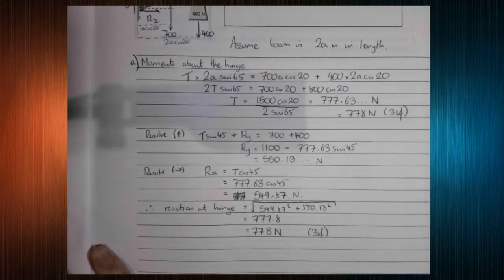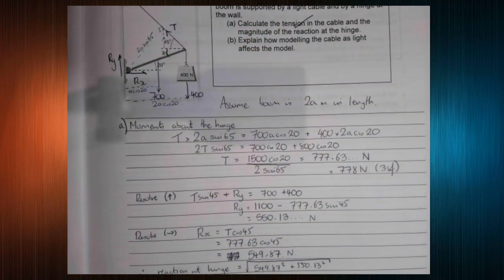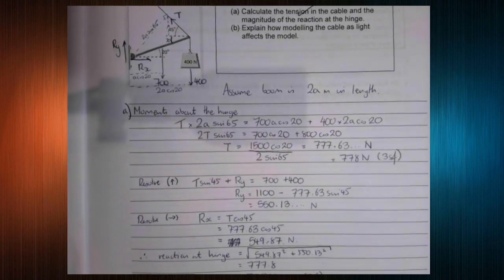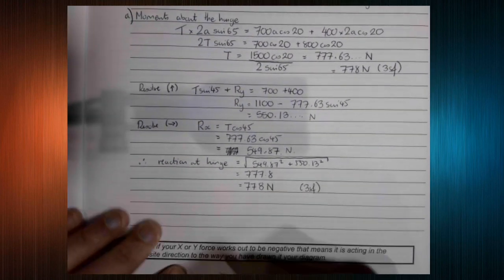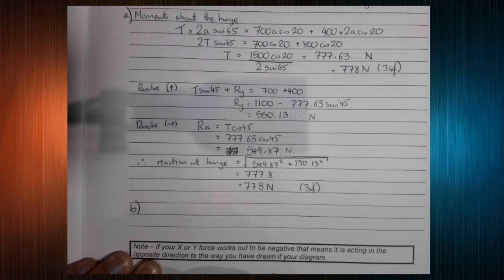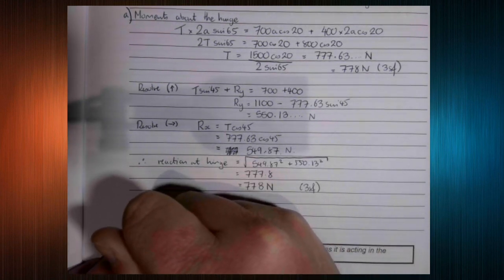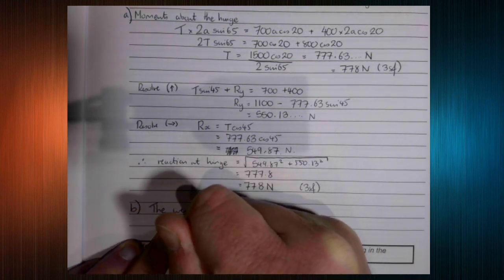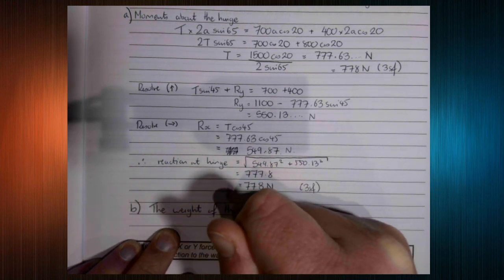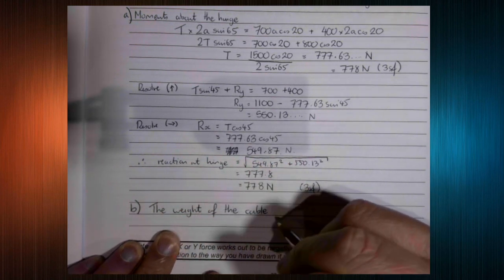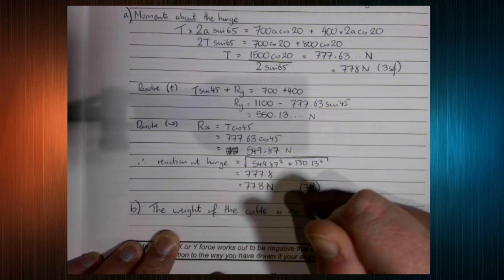So part B, let's look back up. Explain how modelling the cable as light affects the model. Well, that's just understanding what light means for mechanics. Light means the weight of the cable is not considered. So you could model the weight of the cable as part of the rod if you fancied it, but we're not going to. So we just say the weight of the cable is not considered.